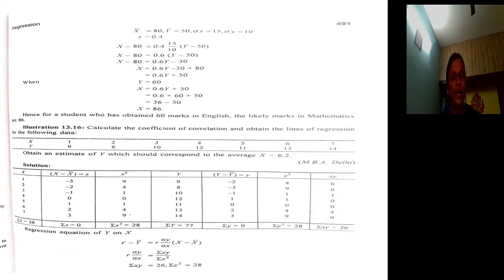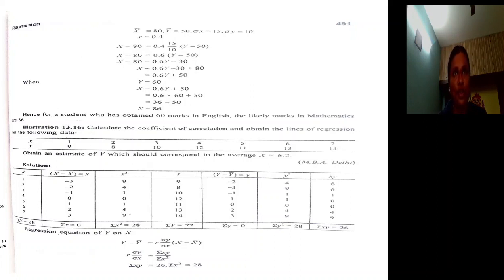So now next illustration, calculate the coefficient of correlation and obtain the lines of regression for the following data. So now we have to come out with correlation coefficient, and at the same time we have to come out with regression equation. So what they have given is x and y. Obtain the estimate of y which would correspond to the average x is equal to 6.2. So we have to calculate value of y when x is equal to 6.2. So three things we have to do. We have to find out correlation coefficient, we have to obtain lines of regression equation, and we have to calculate the value of y when x is equal to 6.2.